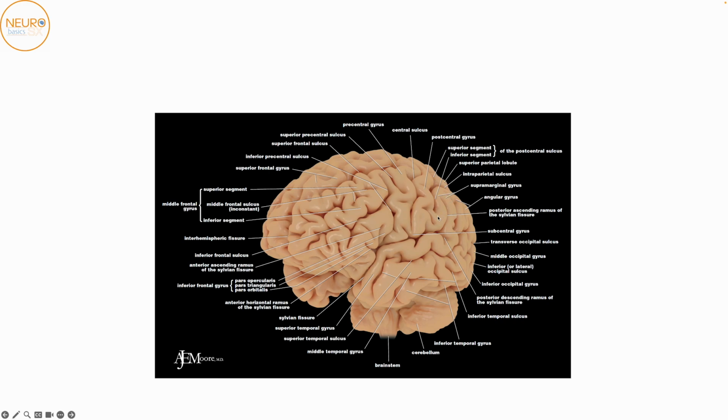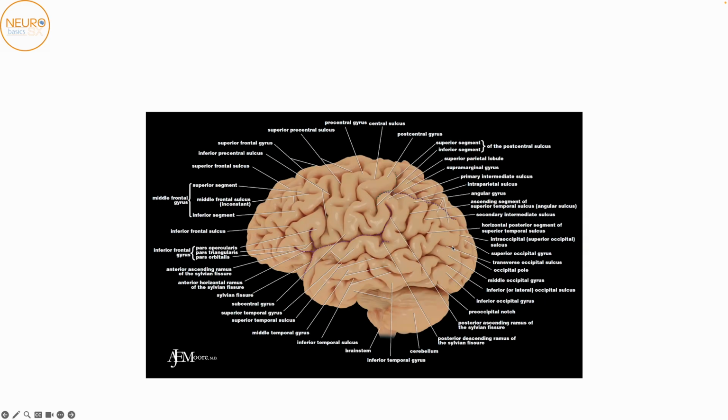The inferior parietal lobule has a supramarginal gyrus, into which your sylvian fissure ends. And then you have the angular gyrus, into which your superior temporal sulcus ends. The temporal lobe on the dorsolateral surface has 3 gyri: the superior temporal, the middle temporal, and the inferior temporal gyrus, with 2 sulci, which are the superior and the inferior temporal sulcus, right?